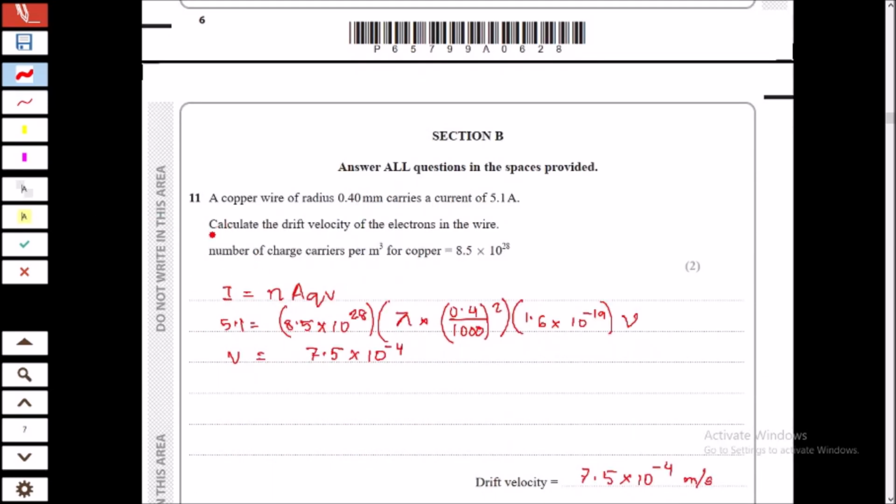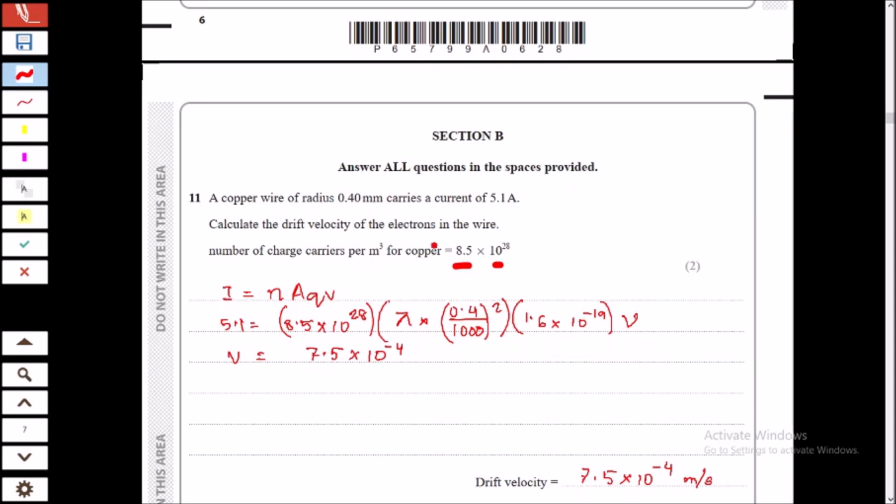Okay. We have a copper wire radius this much, we have a current this much, and the number of charge carriers per meter cube for copper is this much. So we have to calculate the drift velocity. The equation is I = nAqv. I means current, n means the number of electrons per unit volume, which is given here, and A is the cross-sectional area of the wire, q is the charge per charge carrier, which is the electronic charge, and v is the drift velocity.